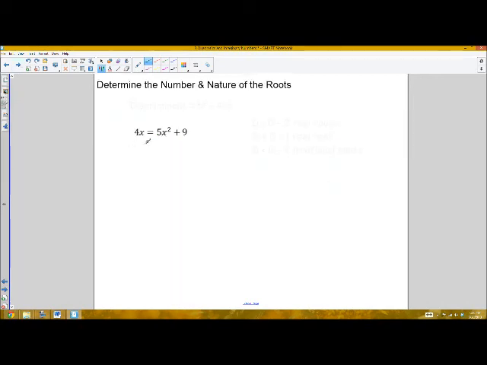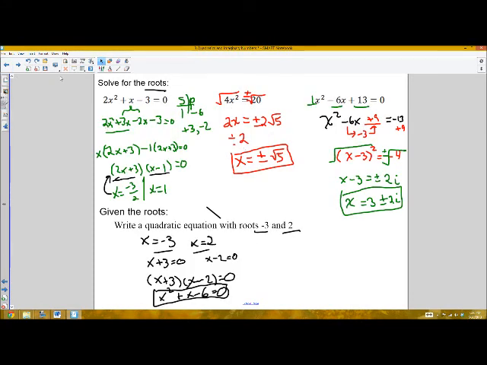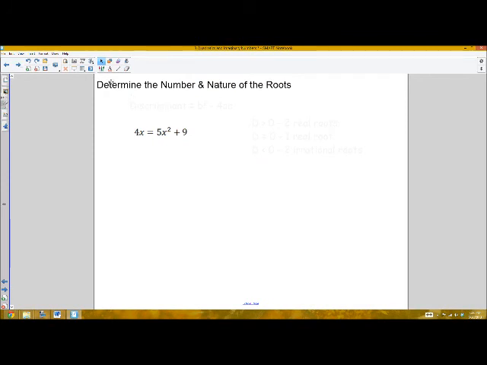Okay. Now sometimes we want to figure out just what the solutions to a quadratic equation would look like without actually going through this whole solving process. So that's determining the number and nature of the roots. The number of the roots is how many solutions we have. The nature is whether or not they are real numbers or irrational or imaginary numbers. So let's take a look. In order to determine that, we're going to use the discriminant, which is b squared minus 4ac.